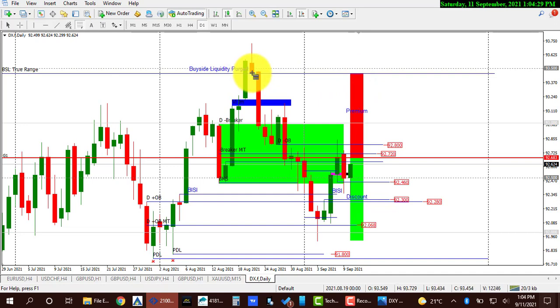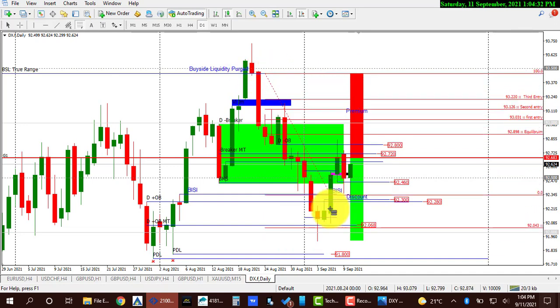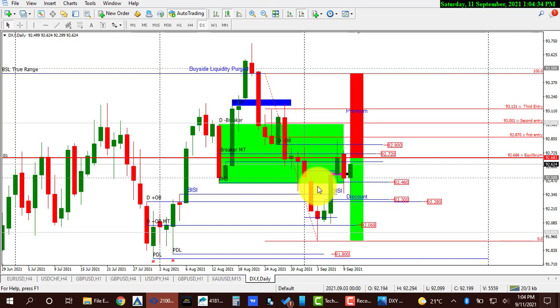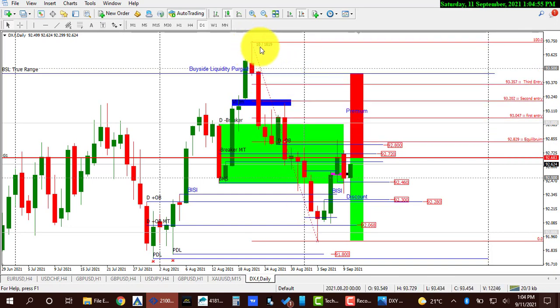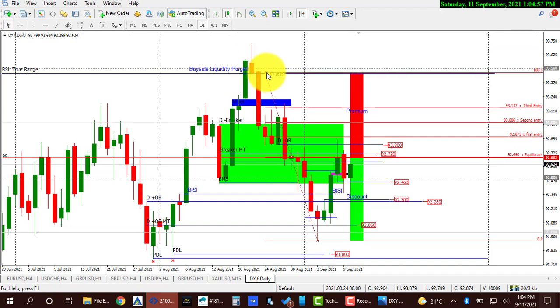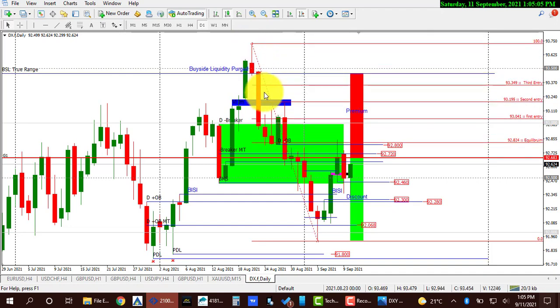I'm using this area over here, that is the buy side liquidity that was taken out on this candle. That's where I'm referencing my range from, even though you can just use this side. I prefer this side for my own reasons, but mostly you just have to use the highest of it.